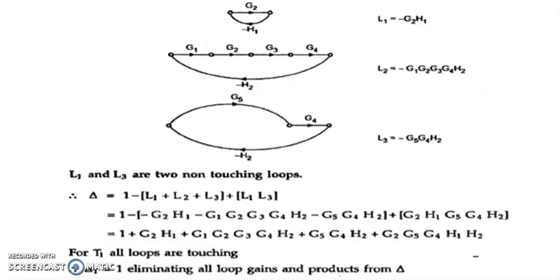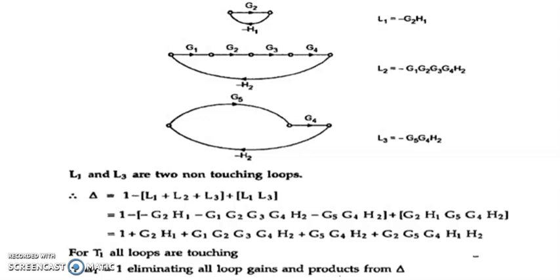So there are three feedback loops here. L1 which is minus G2 into H1, L2 G1, G2, G3, G4 into minus H2 and G5, G4 into minus H2. So delta is 1 minus L1 plus L2 plus L3 plus L1, L3. When you substitute the different values, you are going to get the value of delta as shown in the figure.